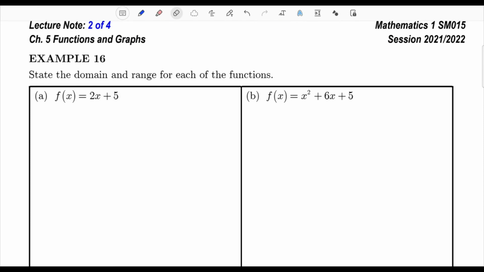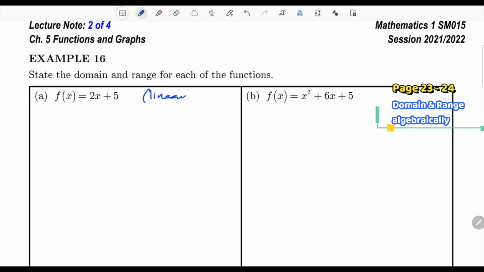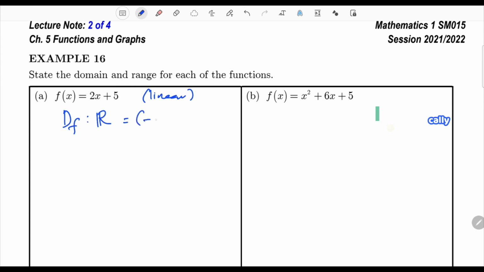Example 16. State the domain and range for each of the functions. So f(x) equal to 2x plus 5. This is a linear function, and a linear function is a polynomial. Hence the domain of f will be real numbers. You can also write it as negative infinity to infinity.